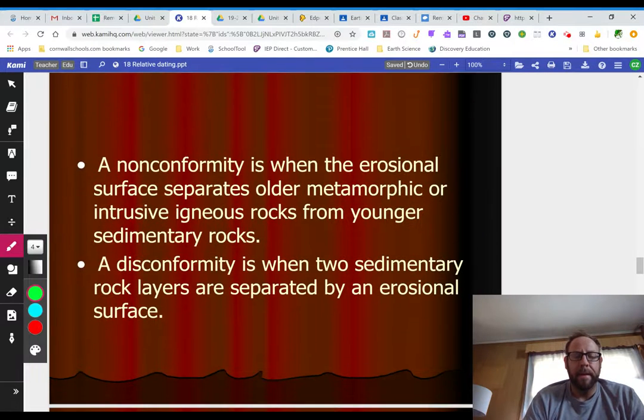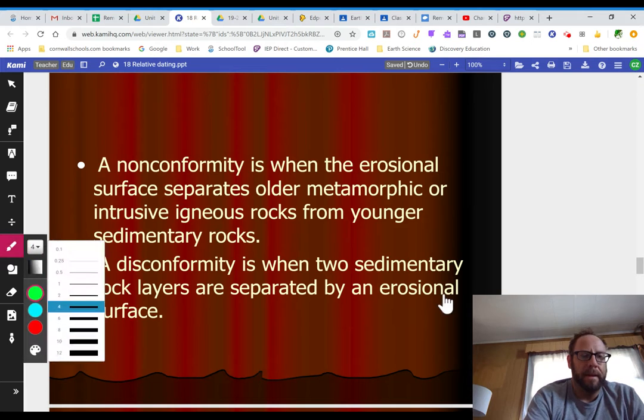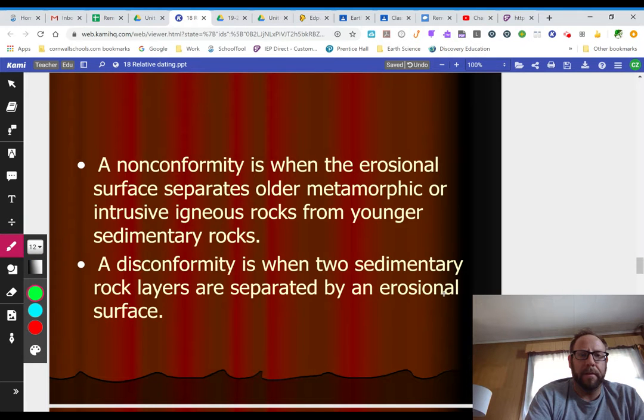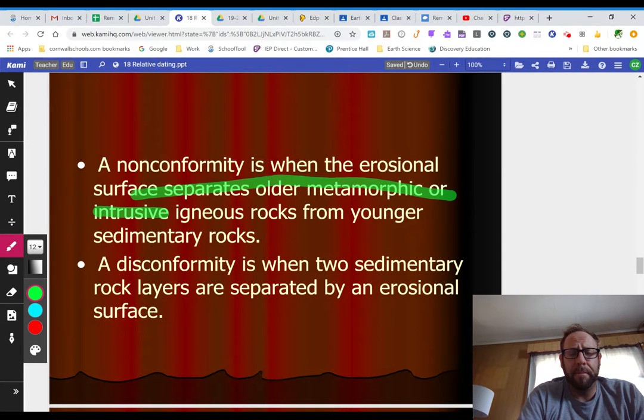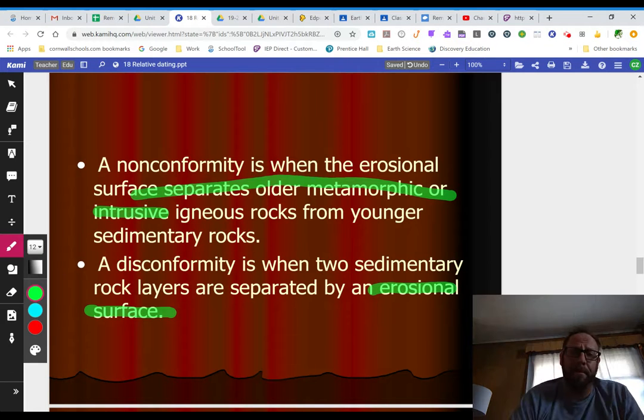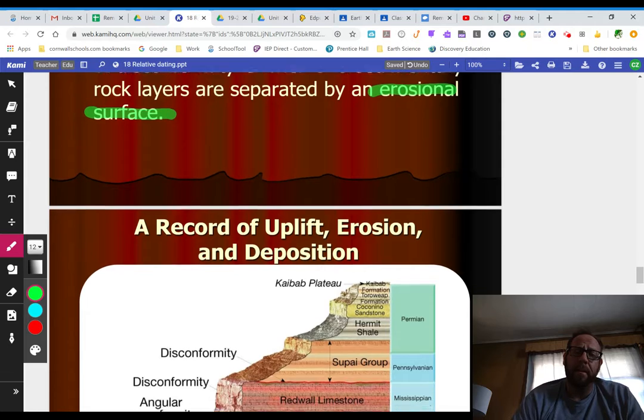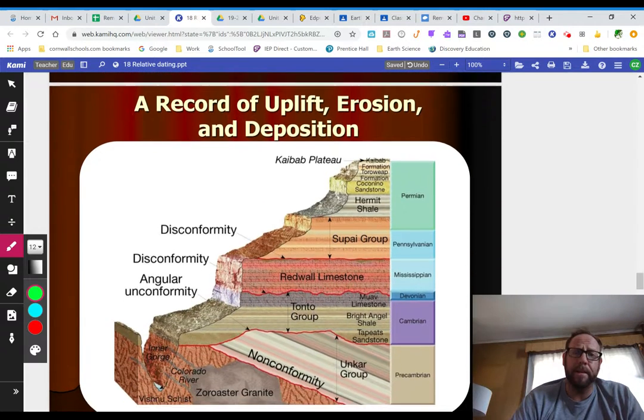Okay, here are the other two. A nonconformity just refers to when the surfaces are separated by older metamorphic or igneous rocks. The igneous rocks are younger than the sedimentary rocks they're on top of. All right, a disconformity is when two sedimentary rock layers are separated by erosional surfaces. That's probably the most popular one we'll see. And again, I'm going to do some examples for you coming up, but let's take a look at the Grand Canyon again.